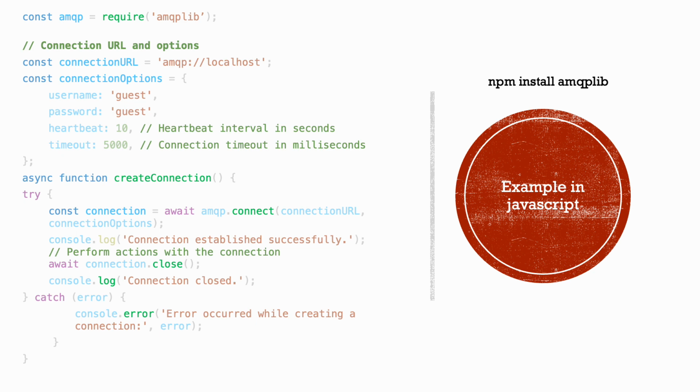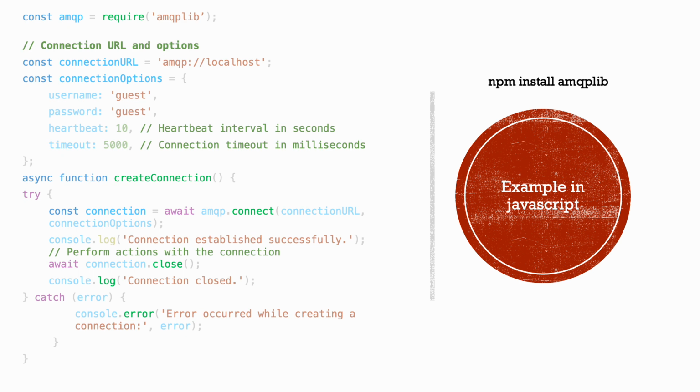The code uses the amqplib library, a popular RabbitMQ client library for Node.js, to create a RabbitMQ connection. The connection URL variable specifies the URL of the RabbitMQ broker. In this case, it is set to amqp://localhost, assuming RabbitMQ is running locally. The connection options variable holds the configuration options for the connection. It includes the username and password for authentication, as well as the heartbeat interval and connection timeout values.